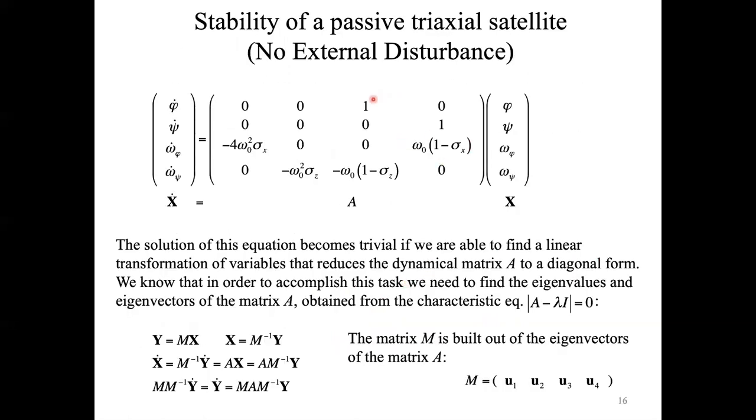It is easy to demonstrate, of course, that the first two rows mean that phi dot is equal to omega phi, so it is really easy to understand. And the only terms that you have in this matrix depend on the frequency of your orbit and the sigma, that is the term related to the moment of inertia of the spacecraft. So in this case, it will be the term Iy minus Iz divided by Ix, and this will be Ix minus Iy divided by Iz.